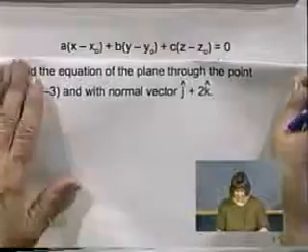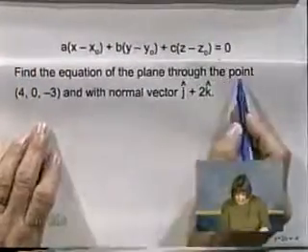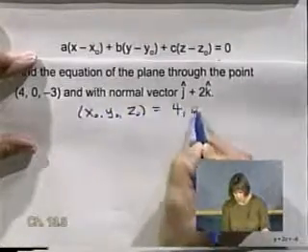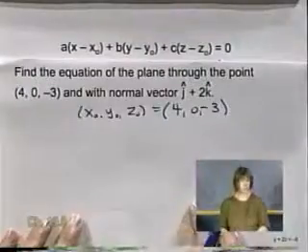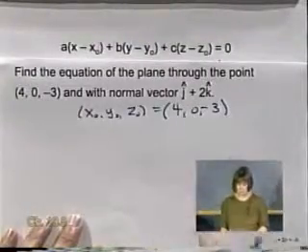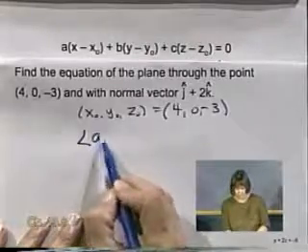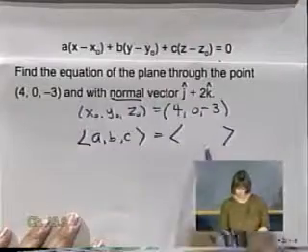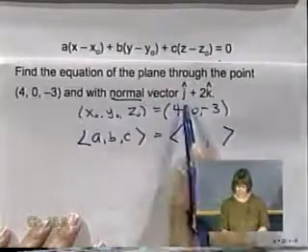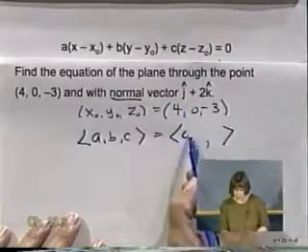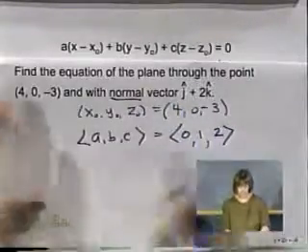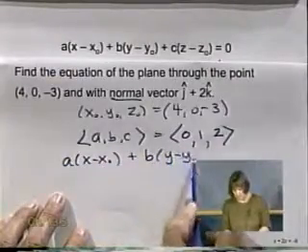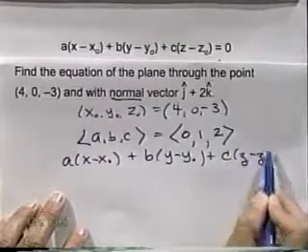Okay, all right. So I need my particular point. My particular point, x naught, y naught, z naught, is 4, 0, negative 3. So x naught is 4, y naught is 0, z naught is negative 3. And I need a vector A, B, C perpendicular. Normal vector means it's perpendicular, but what are its components? What's the i component? 0, j is 1, 2. So my equation is A times x minus x naught plus B times y minus y naught plus C times z minus z naught equals 0.